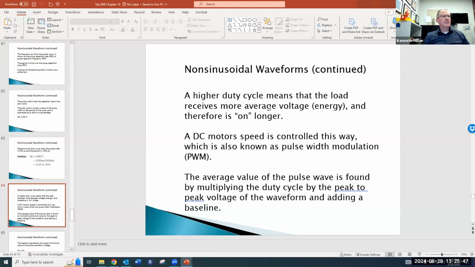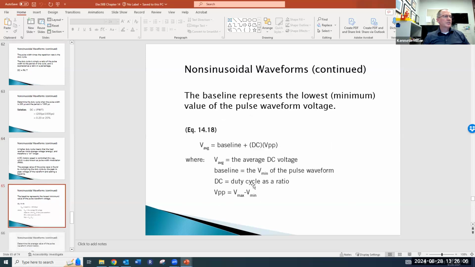Now, a higher duty cycle means that the load receives more average voltage and therefore is on longer. DC motor speed is controlled this way using pulse width modulation. And the average value of the pulse wave is found by multiplying the duty cycle by the peak to peak voltage. So we can see this where the average value is the baseline plus the duty cycle times the VPP. So we can calculate that.